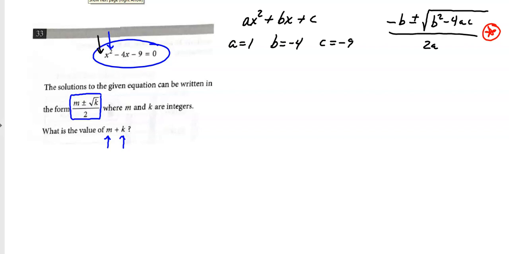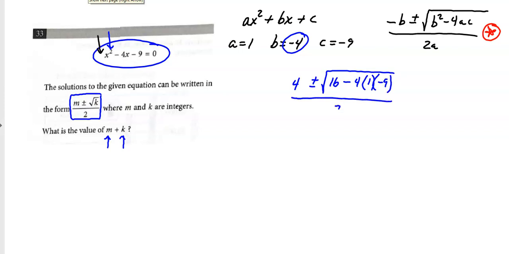So let's plug some numbers in here. So negative b. So that would be negative 4, which is just 4, plus or minus the square root of, well, b squared, negative 4 times negative 4 is 16, positive. Subtract 4 times a times c, all over 2 times a, 2 times 1. When I do that, I get 4 plus or minus, well, that's 16 plus 36, so that would be 52, all over 2.